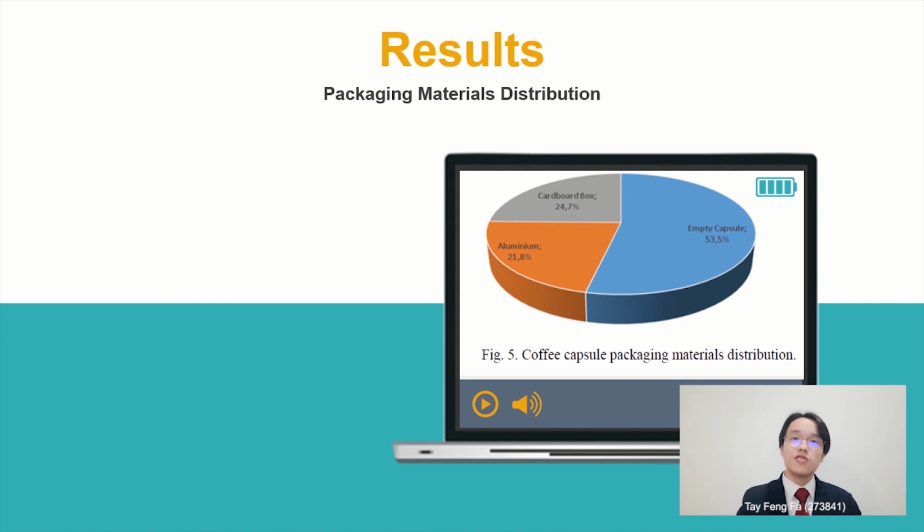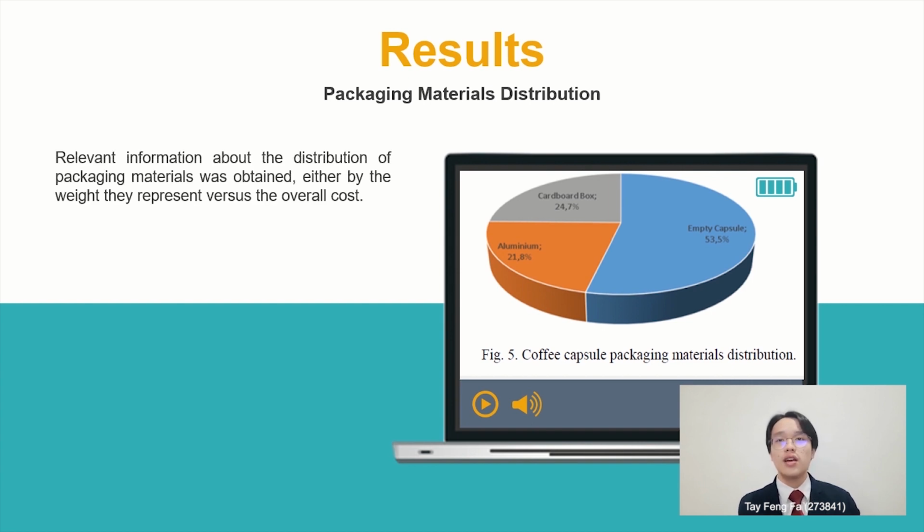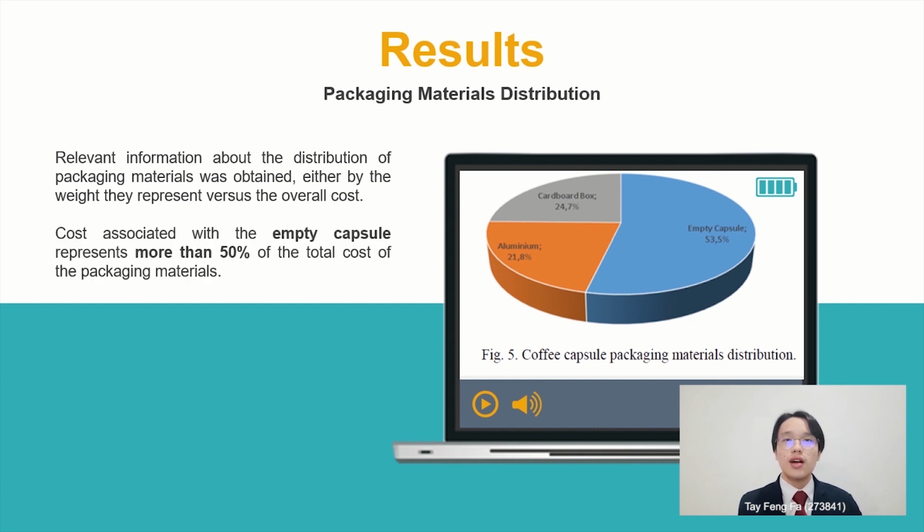So lastly, we can also obtain the packaging material distribution through the implementation of the ABC methodology in the company. Relevant information about the distribution of packaging material was obtained by the weight they represent versus the overall cost. Within this group, the cost associated with the empty capsule represents more than 50% of the total cost of the packaging material. So this implies that more than half of the cost incurred in the packaging materials comes from the empty capsule.